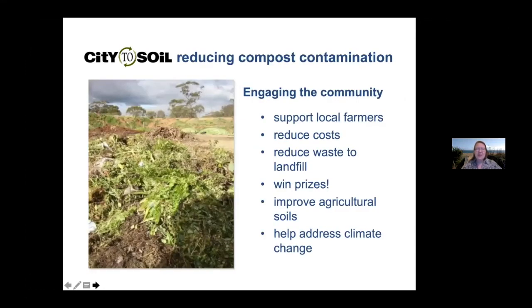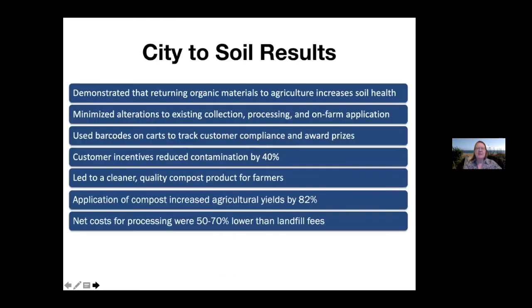So the City to Soil program was very effective in reducing compost contamination by showing residents how their materials were going back to the farms, back to the soil, and back to their food crops. And here are the City to Soil results.